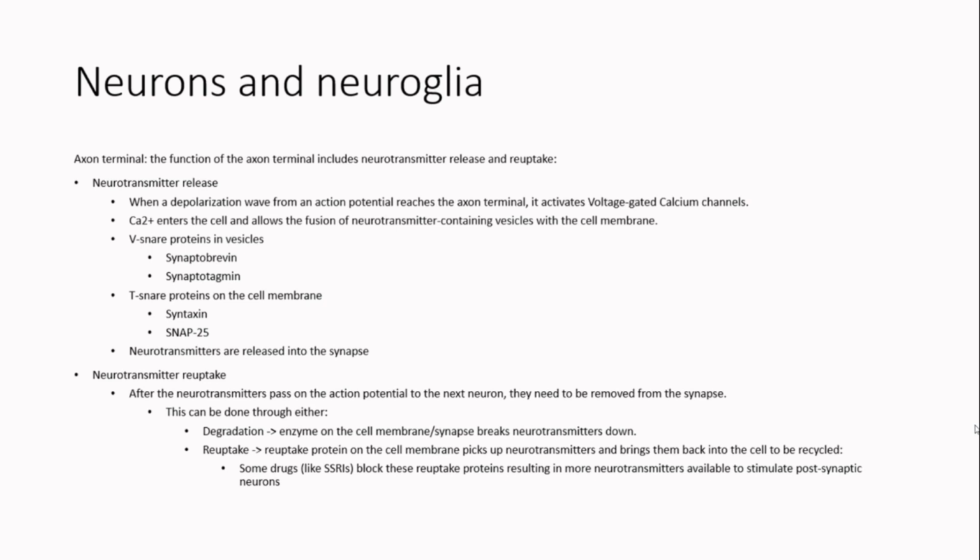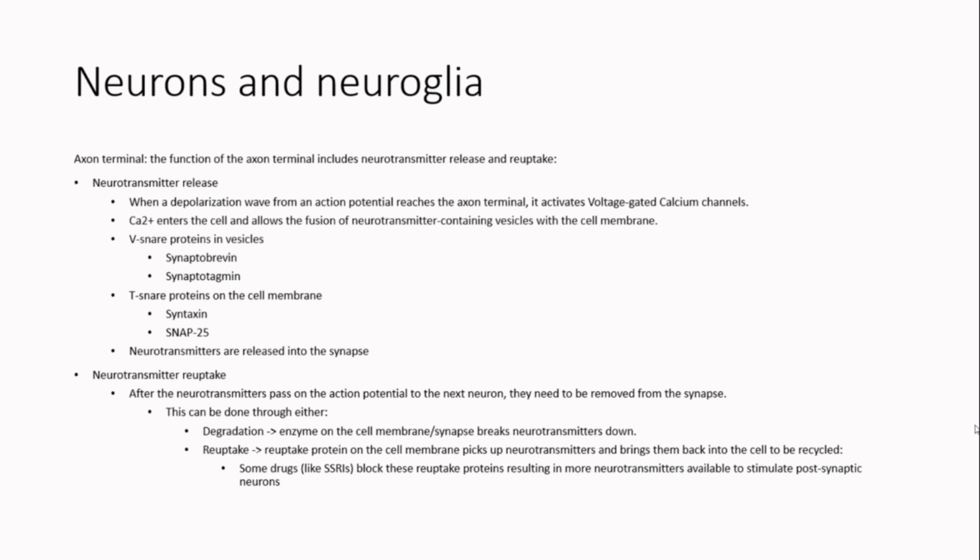When it reaches 30 millivolts, it will activate voltage-gated calcium channels. Then we will have an influx of calcium, and this calcium will facilitate a fusion between these neurotransmitter-containing vesicles and the cell membrane. These vesicles have proteins called v-SNARE proteins on their membrane, and the cell membrane has proteins called t-SNARE proteins. Like we said, calcium facilitates the fusion between the two.